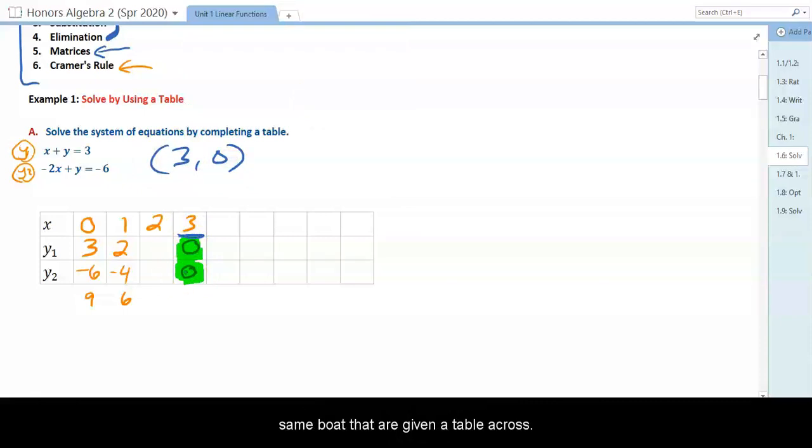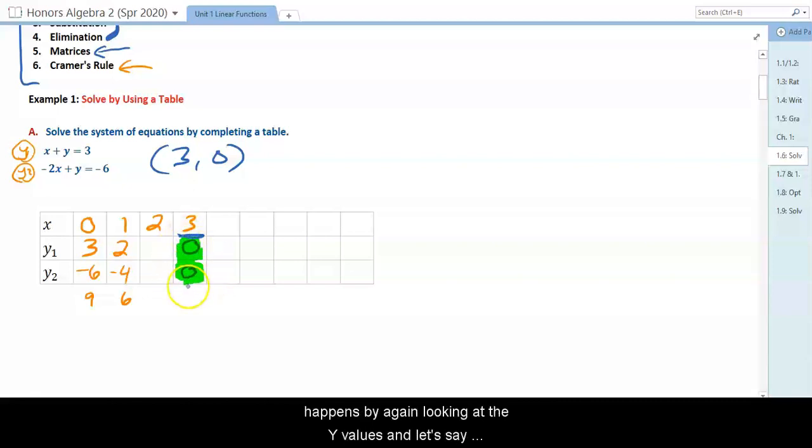Now, if you're given a table across, instead of just the equations, you can see where this happens by again looking at the y values. And let's say you see where the values change, but you don't actually see the same point. You can see that it will fall between 2 integer values that you're given.